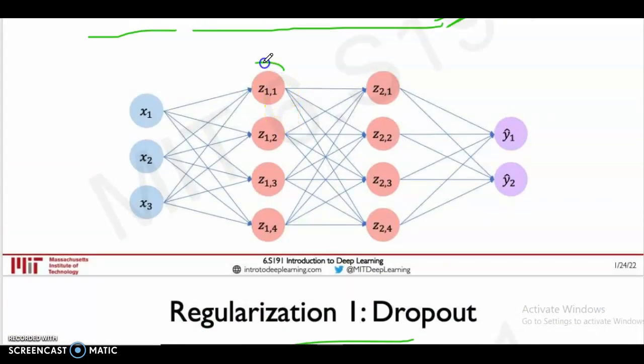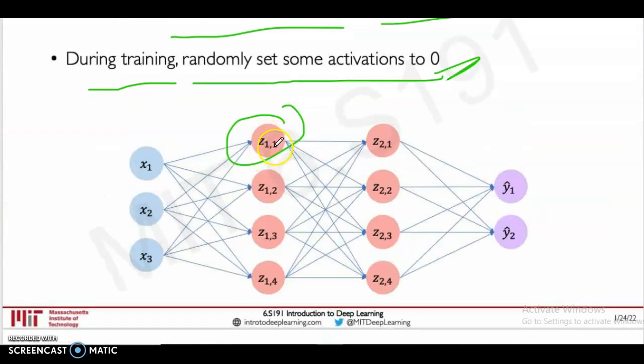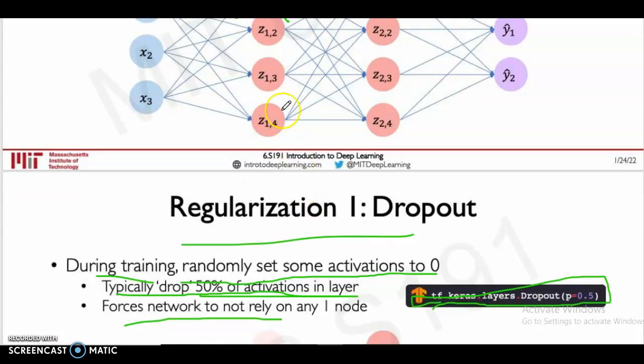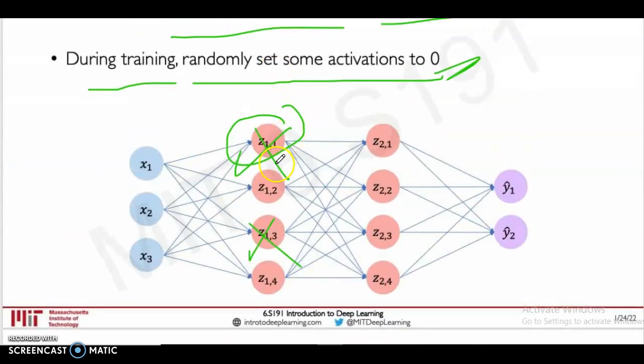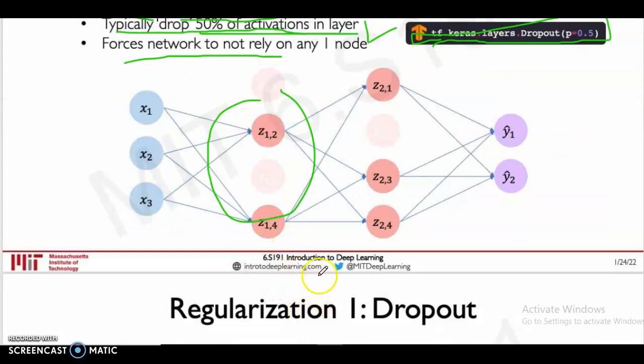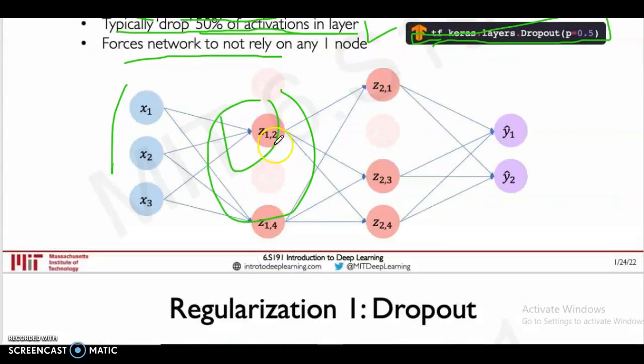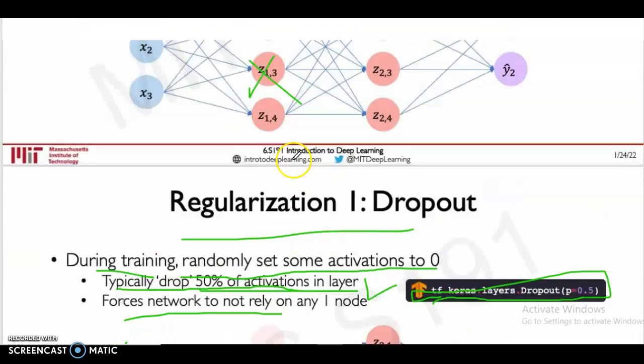Compared to here, only Z1,2 and Z1,4 are present. Z1,3 and Z1,1 are absent. So only 50% of the layer's activations remain. This is one example of a dropout model.